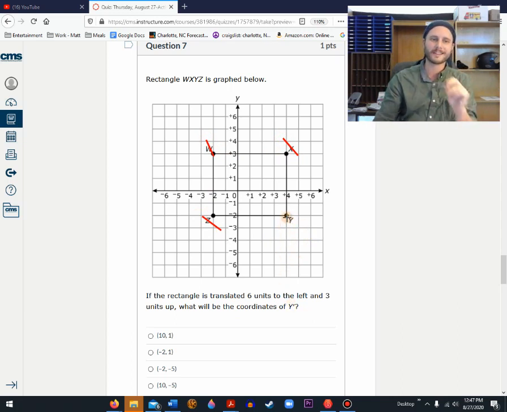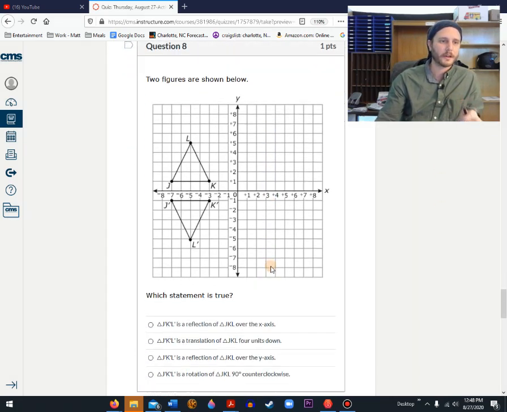So this is translated 6 units to the left. So that's 1, 2, 3, 4, 5, 6 units to the left. It's actually going to be where Z is. And then 3 units up. 1, 2, 3. Those are the coordinates of my new point right here, located at negative 2, positive 1. Right here, negative 2, positive 1. Moving on to question number 8.